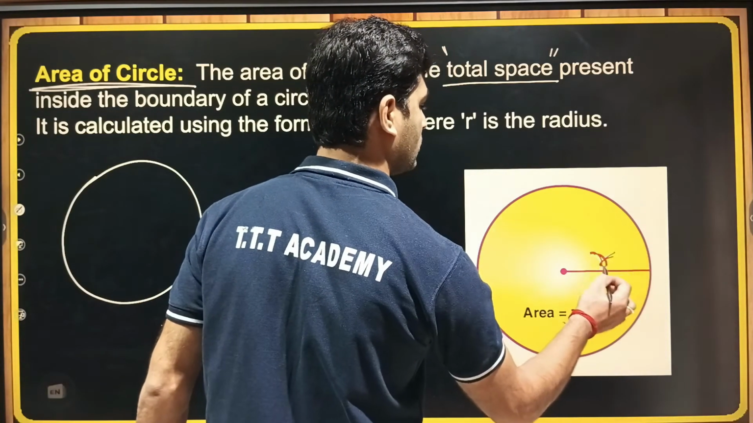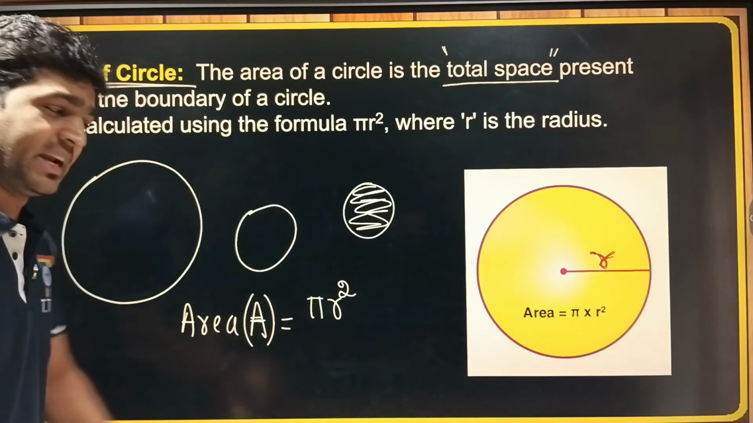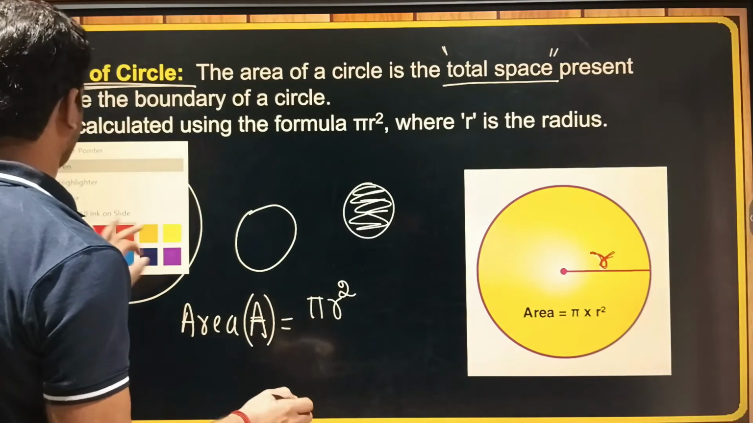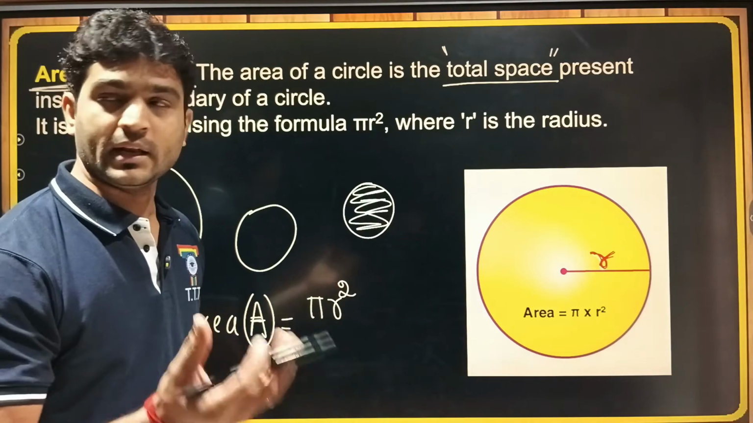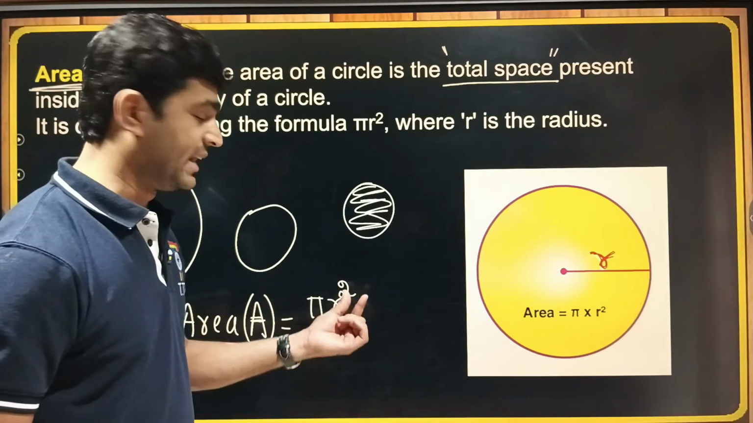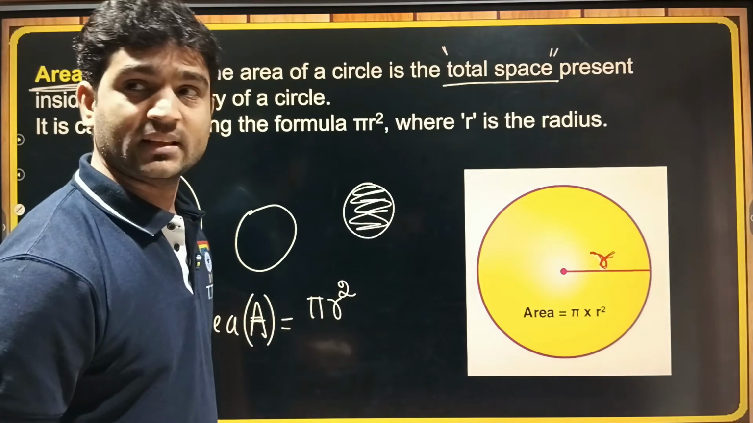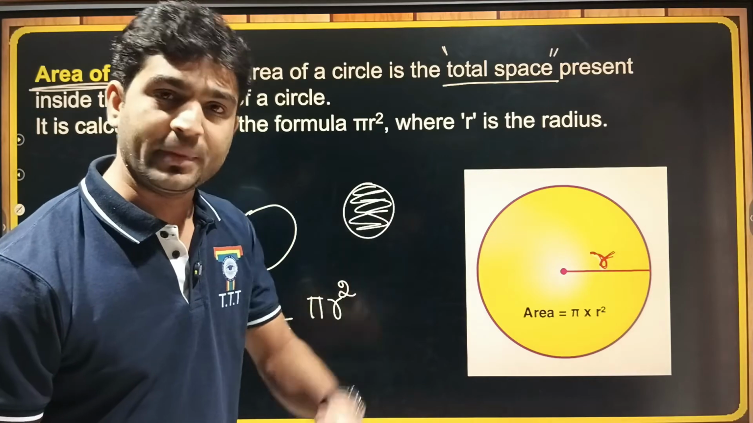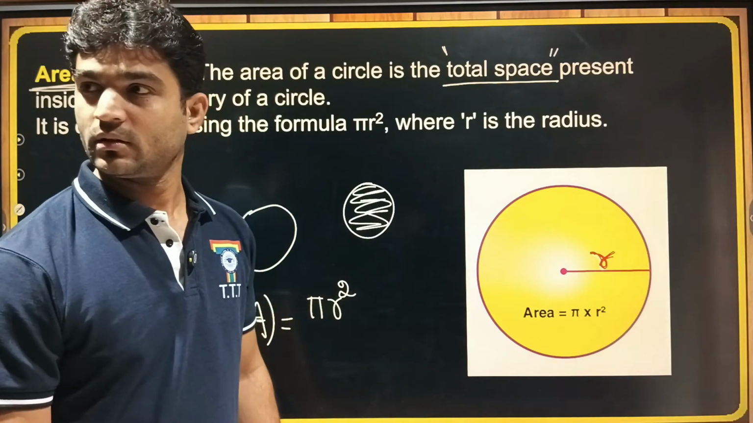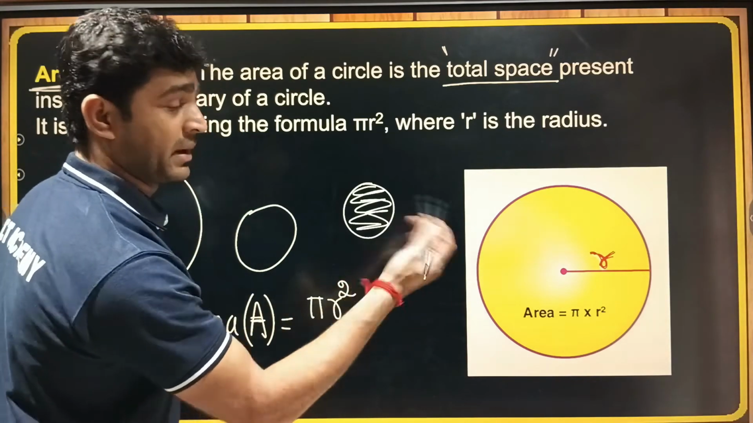We can take it as radius. Okay? If r is a radius, then r is squared. How to measure a radius? The radius is measured in centimeter or it may be meter or it may be millimeter. Okay? Suppose we square it.